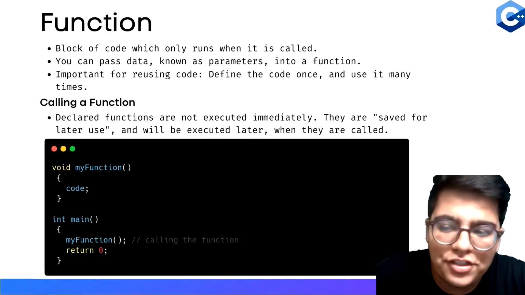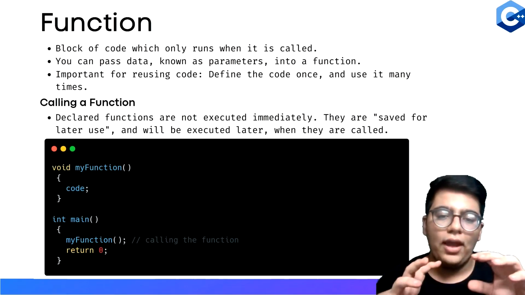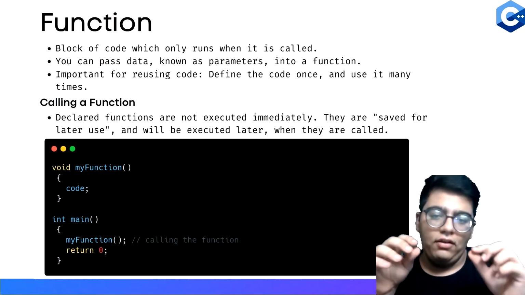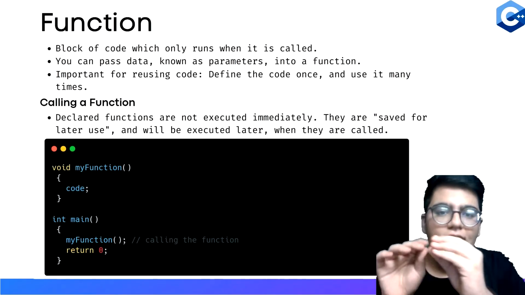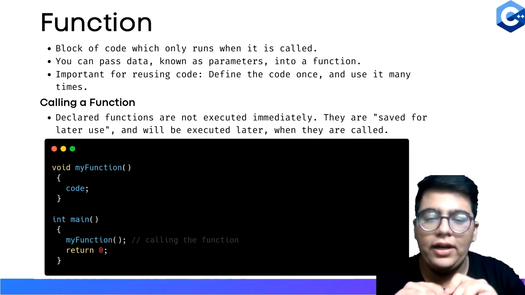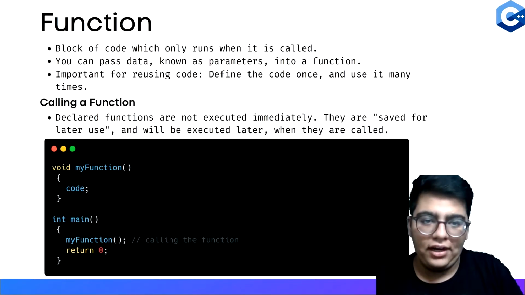So, what's a function? A function is a block of code which you can store in the memory of the computer, and then whenever you call for it, it will directly go to that piece of code, run it, and then give you the result back. You can pass data into that block of code and retrieve data from it after processing.